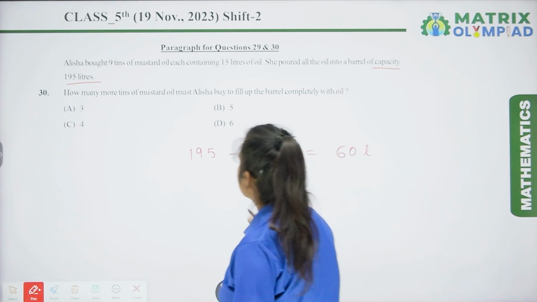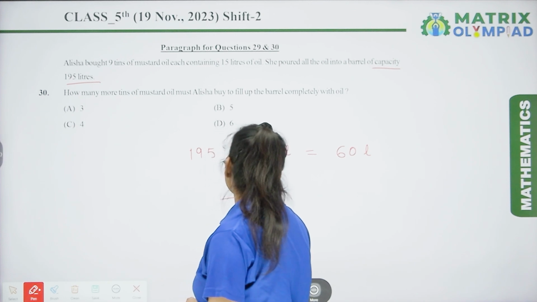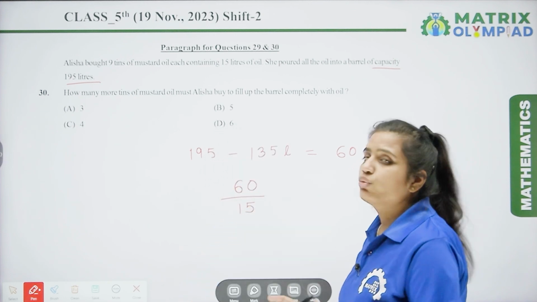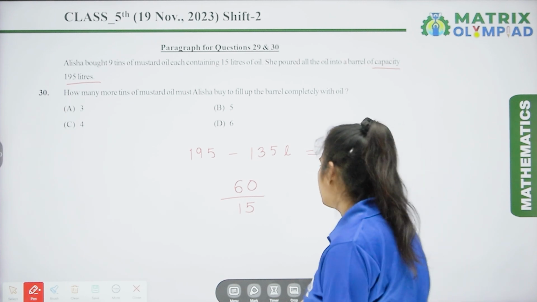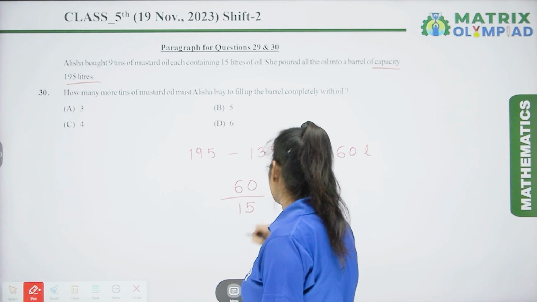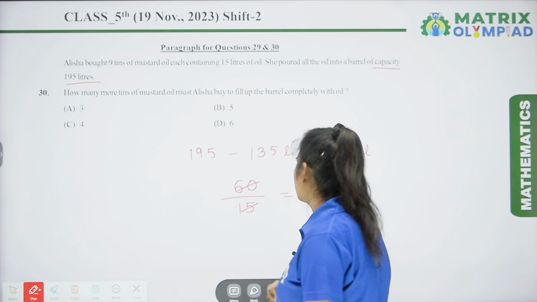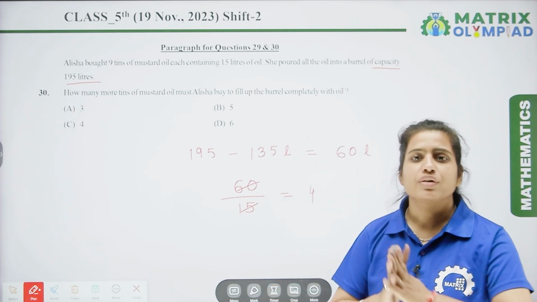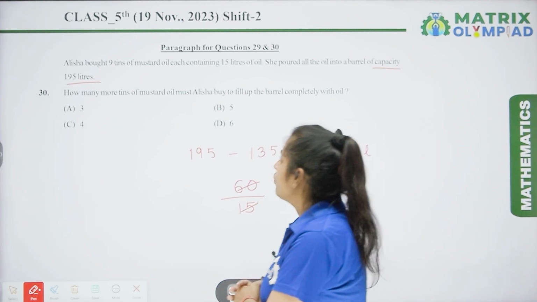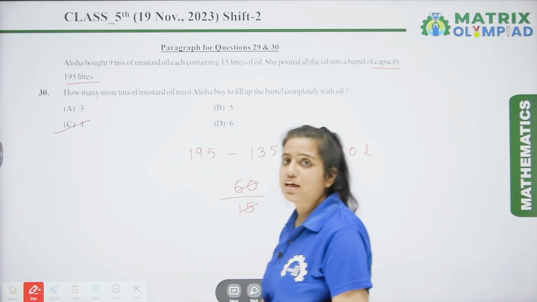Now let's find out the number of tins she required. 60 divided by 15. As one tin contains 15 liters of oil, so we have divided 60 by 15, and here after division we get 4. So number of tins Alicia required is 4. So here option C is the correct answer.